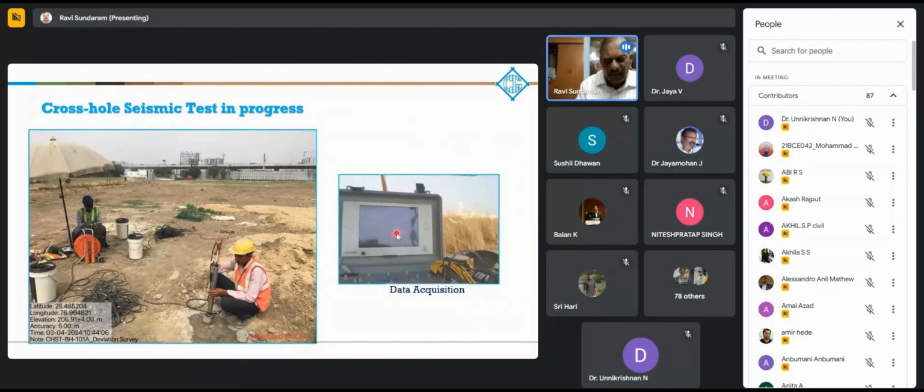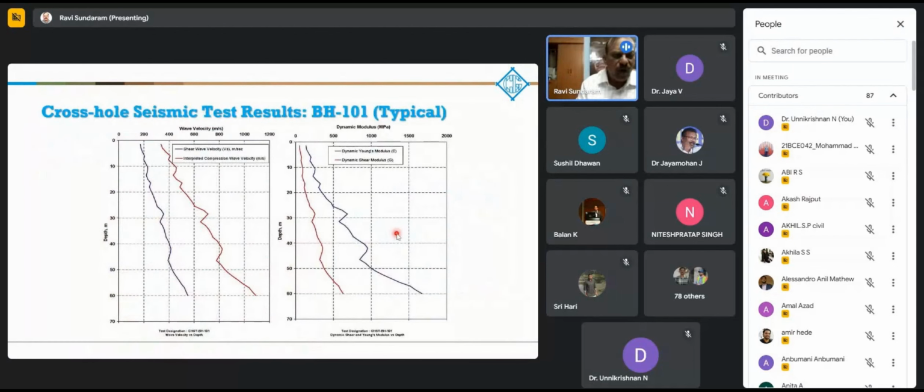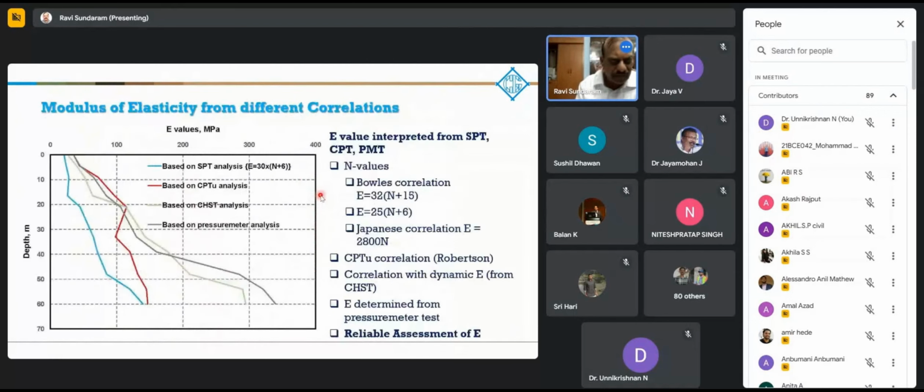Of course, this is the data acquisition. So what you get is the wave velocity, shear wave velocity, and the compression wave velocity. And then you can determine the dynamic Young's modulus and the dynamic shear modulus. So the E value, static E value, there are lots of correlations available, given in Bowles also, and there's the Japanese correlation. Various correlations are available.